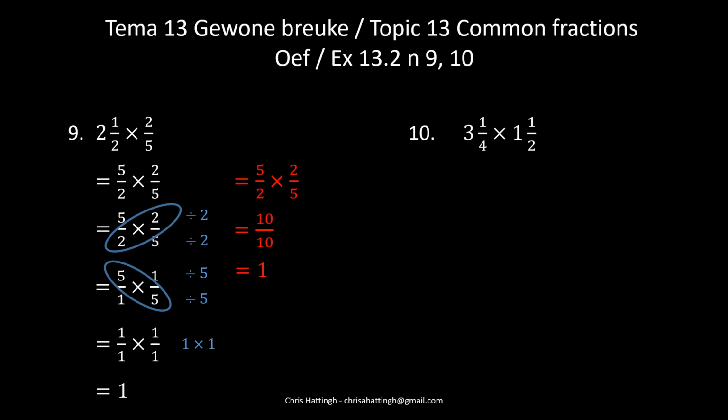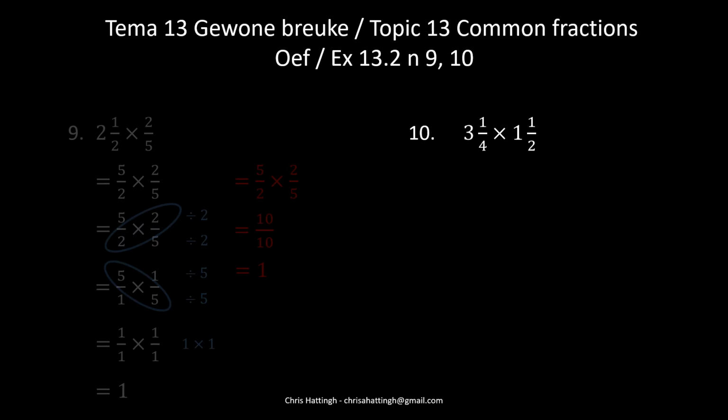Number 10, you first need to convert the mixed numbers to improper fractions. So you'll find it is 13 over 4 times 3 over 2. If you look at this problem, you'll see that you cannot simplify. So you are forced to multiply 13 by 3, which gives you 39, and 4 times 2 gives you 8. Then you're just going to convert it back to a mixed number, and the final answer will be 4 and 7 over 8.